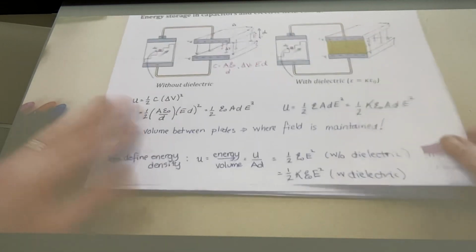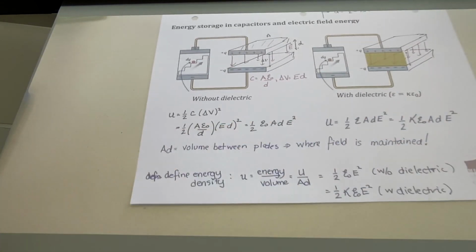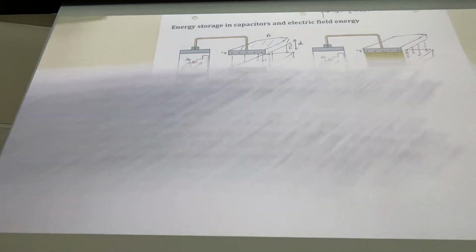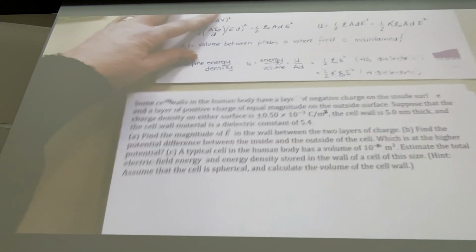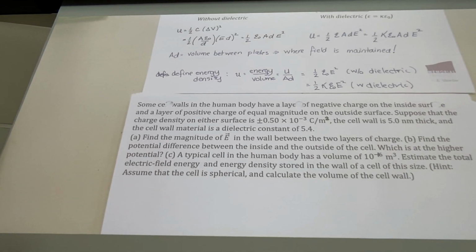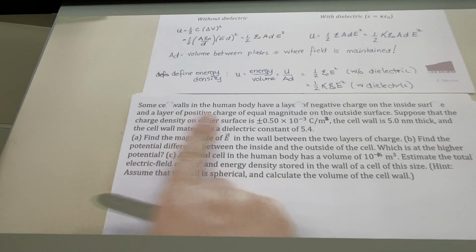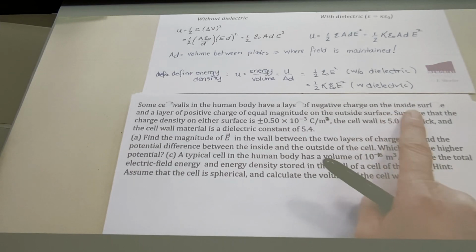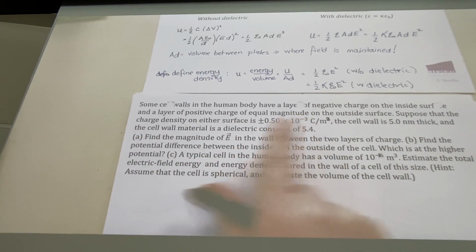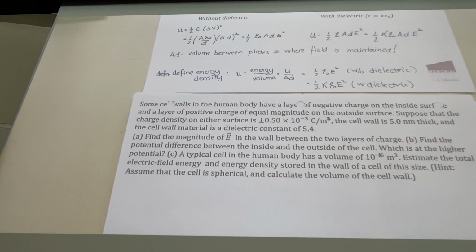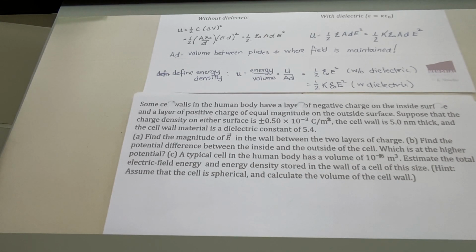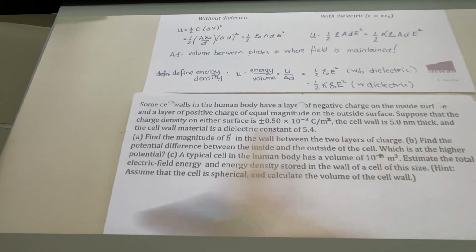So let's get started on an example. I think we'll have time to finish it, but we'll see for sure. So in our example, we'll do a biological example. Some cell walls in the human body have a layer of negative charge on the inside surface and positive charge on the outside surface. And when you have that separation of charge, you get a potential difference between the outer and inner cell. I think they call that cell potentials. I'm not really up on medical physics, but that's one thing to do.